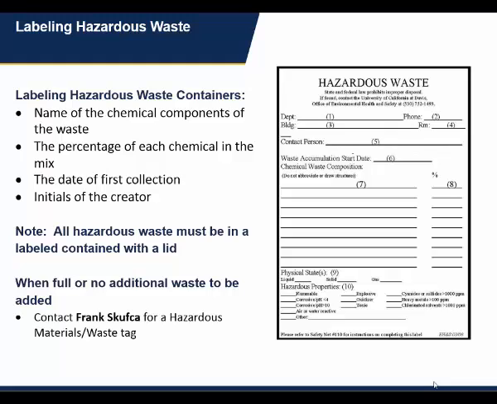Labeling hazardous waste. Hazardous waste containers need to be labeled as soon as they're initiated. They need to have the name of the chemical components in the waste, the percentage of each chemical in the mix, the date that the collection first began, and the initials of whoever initiated it. Please make sure that all hazardous waste is labeled, and all hazardous waste must be contained within a container with a lid. When this container is full or no additional waste is to be added, please contact Frank Skufka for a hazardous waste material safety waste tag, and an example of that is provided on this slide for you.